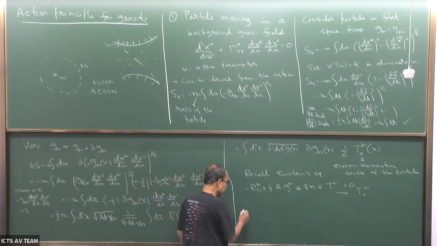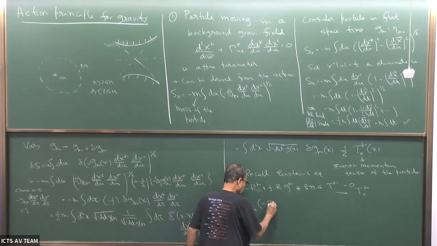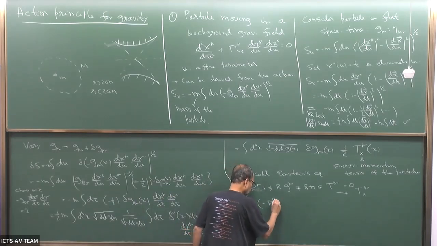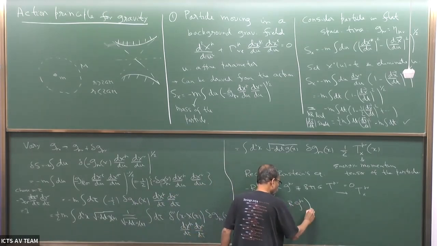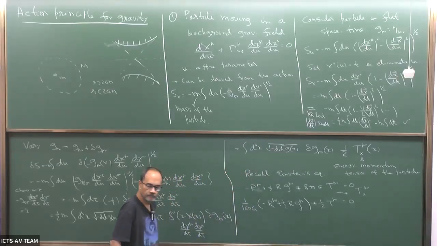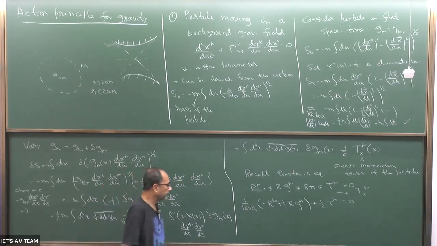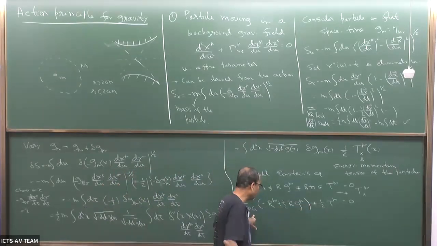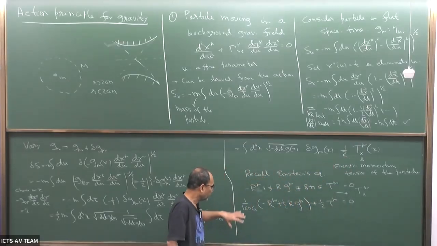So I write this as 1 over 16 pi G times minus R mu nu plus half R g mu nu, plus half T mu nu equal to 0. So I have normalized it this way because we got half T mu nu there. Okay. So somehow you have to get this.